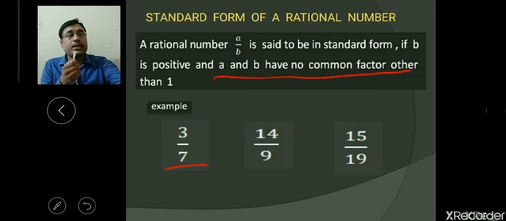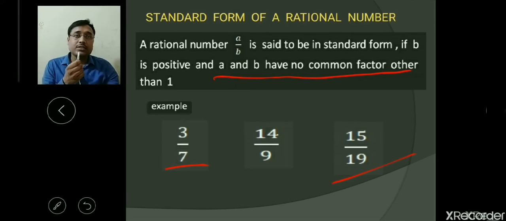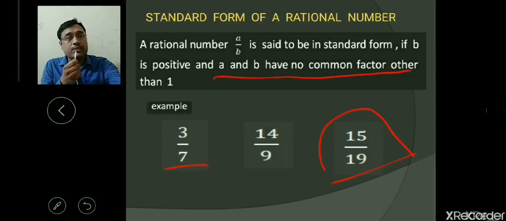Next, 15 by 19. This is also in standard form because 15 and 19 are not divisible by any common factor, and the denominator 19 is positive here. Okay, so that's why this number is also a standard form of rational number.